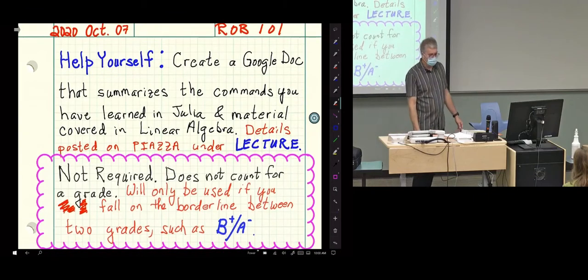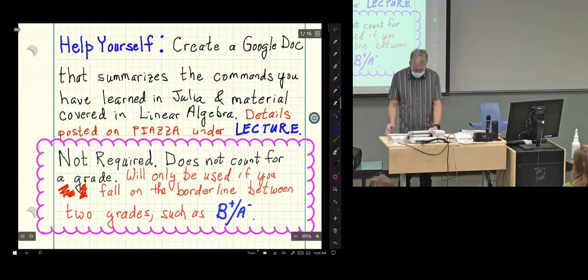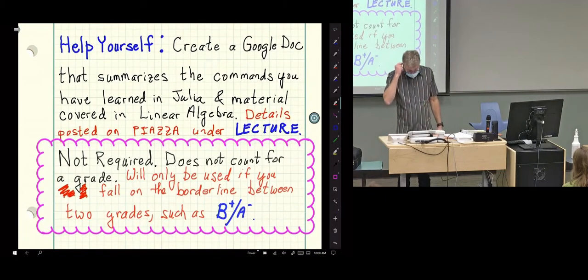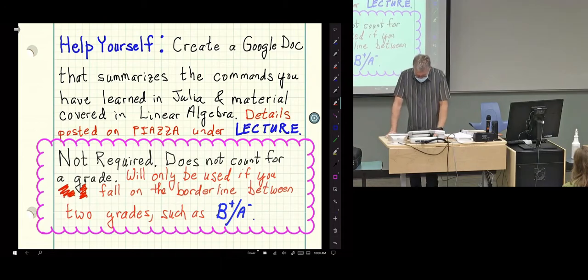Okay, so I've suggested a few times on Piazza that you really help yourself out by just opening up a Google Doc and summarizing what you know, especially the Julia commands. You'll find out there are like 6 things we use over and over, okay? What I'm going to try to do is incentivize it just a tiny bit. The details are on Piazza under the lecture tab. This is not a required assignment.